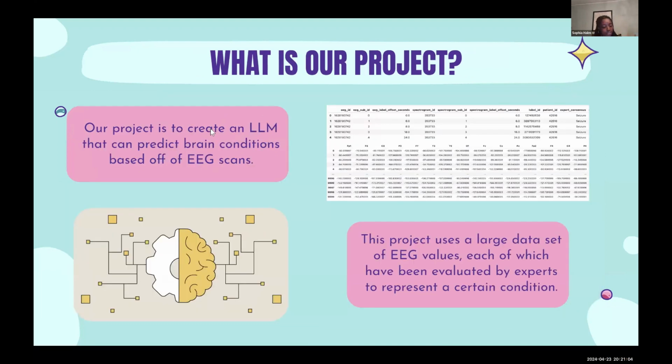So what is our project? The entire process of setting up, taking scans, analyzing, and classifying as a whole takes a lot of valuable time away from many doctors and physicians. So our project is to automate this process by creating a large language model, or an LLM. This is basically a type of AI program that can recognize different codes and texts and compute them into different tasks. For example, it can look at the EEG values from our data set and then further diagnose a patient with a certain brain disorder.